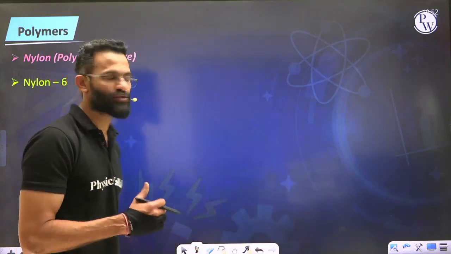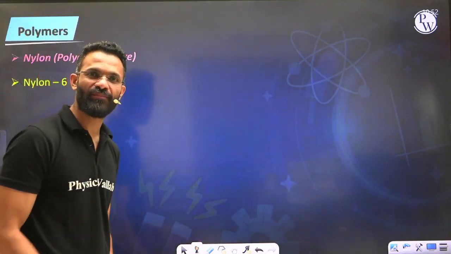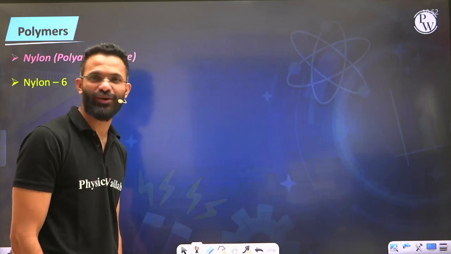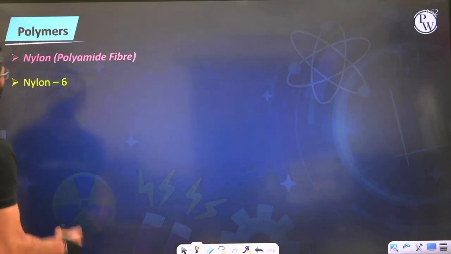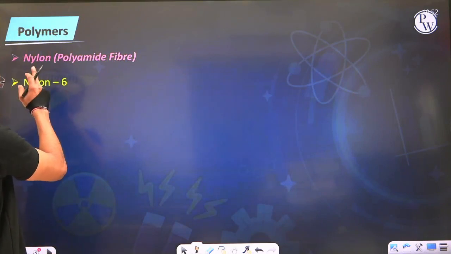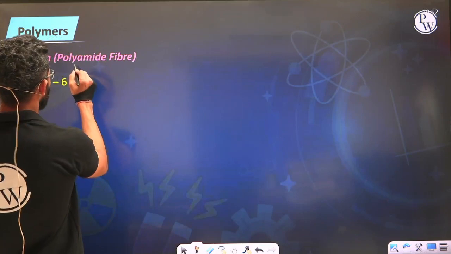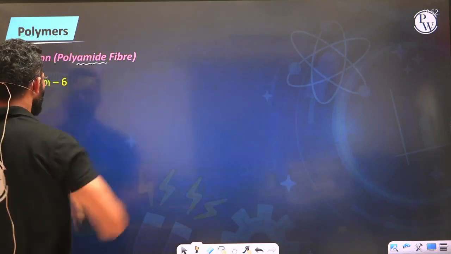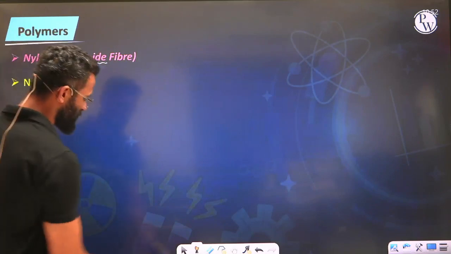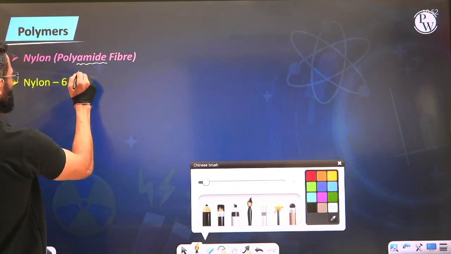So guys, when such a condensation reaction is used for the preparation of certain polymers, those polymers belong to the category of condensation polymers, sometimes also called step growth polymers. The first category of condensation polymers are nylons, and nylons are largely known as polyamide fibers. That clearly indicates the functional group present in this polymer is going to be amide. Let us talk about nylon 6. By the way, nylon 6 is sometimes also known as Perlon L.